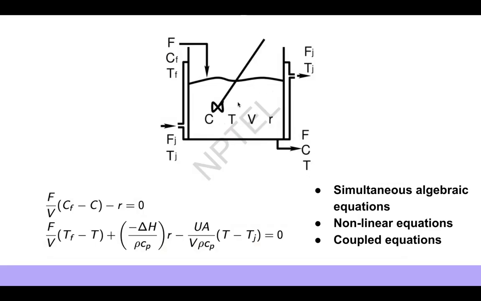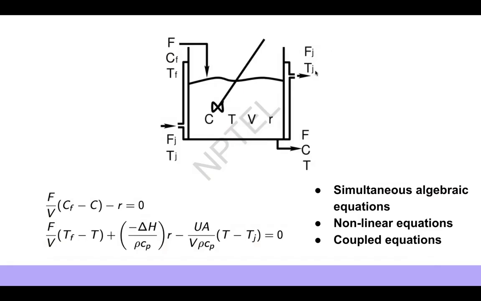This reaction could be an exothermic or an endothermic reaction, depending on what kind of reaction we are having. So we have a cooling jacket, or it could be a heating jacket. We'll have a flow rate of Fj, the jacket fluid's flow rate, with a temperature Tj. Heat transfer happens between the coolant and the reactor, or the reactor and the coolant, depending upon which has the higher temperature. Then we have the outlet also as Fj and Tj.